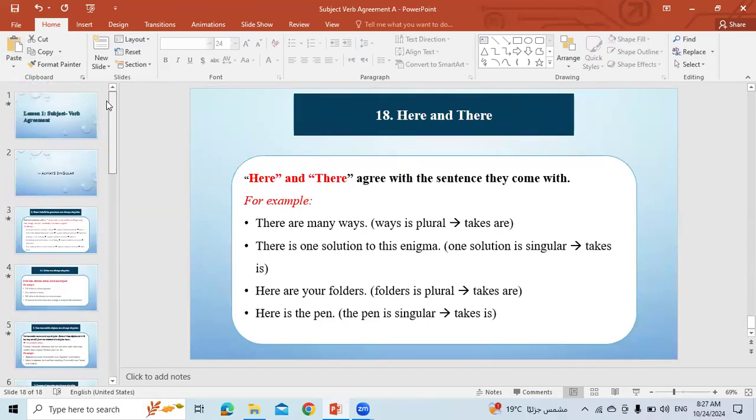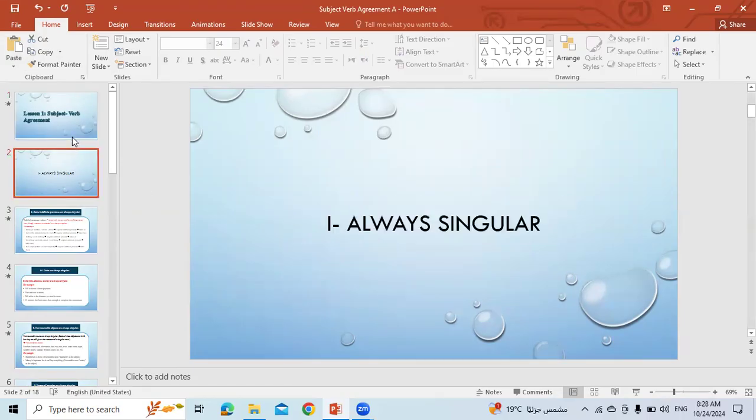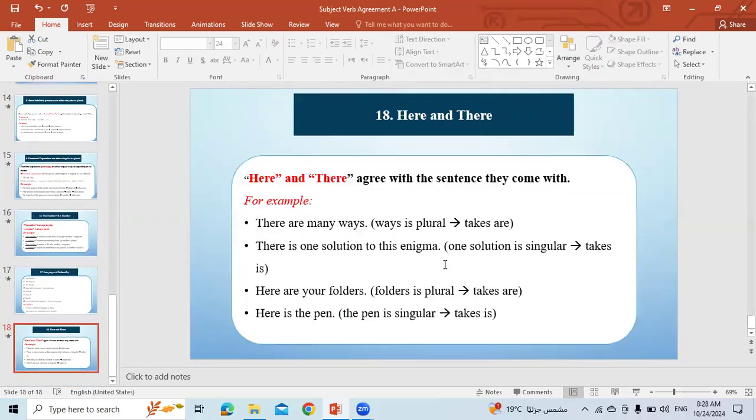Yes, excellent. That's it. So guys, if we want to have another quick look at the lesson, let's wrap up. Our lesson today was about subject-verb agreement. This is the first lesson. Can you repeat the last one? Yes, I will repeat and then do a general review. The last slide is here and there. Here and there depend on what's after them. You say there are many ways, but there is one solution. So with there and here, you look at what's after them and you decide whether it's singular or plural, is or are, like the percentage.